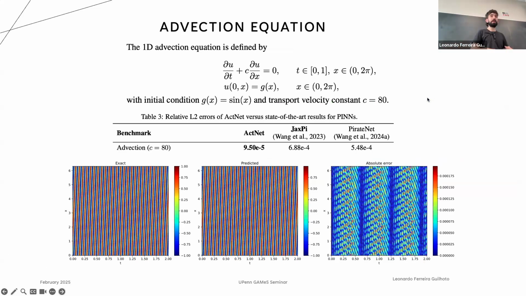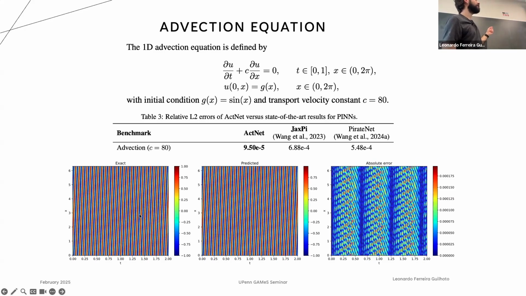Now, very quickly, I'm going to talk about the comparison against what we call state of the art. We look at the advection equation, which you can see over here, with a very high transport velocity of 80. And in this case, these are results from two other papers, training on PINNs. I didn't run a lot of the other ones. I just focused on ActNet, and I see if I could beat them. And indeed, I could actually beat these other state-of-the-art results on this challenging problem.